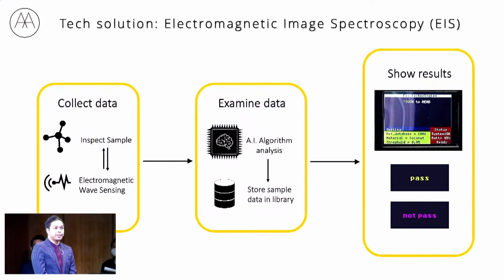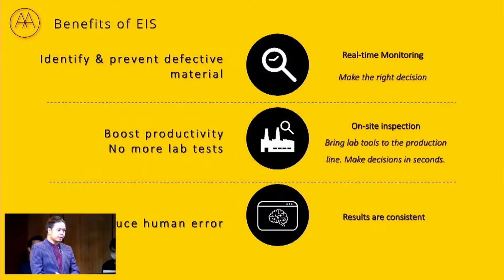Our solution, we call it EIS, or electromagnetic image spectroscopy. The system works by collecting the data from the sample that we want to test and cross-referencing it with the data that we have, and interpreting how identical it is by using an AI algorithm. And that brings up 3 outstanding advantages. Firstly, it can prevent low-quality material by screening out the bad batches. Secondly, because it is used on-site, it reduces operational time to a matter of seconds instead of sending the sample to the lab and waiting for weeks. And lastly, it provides a consistent result.